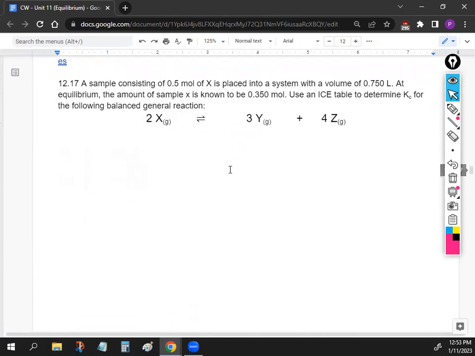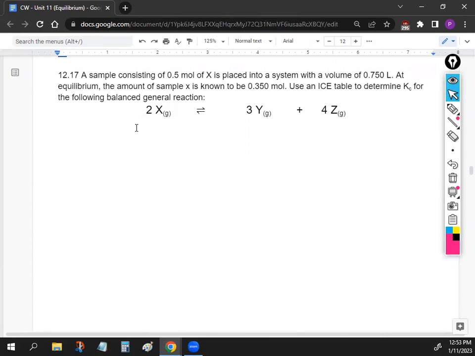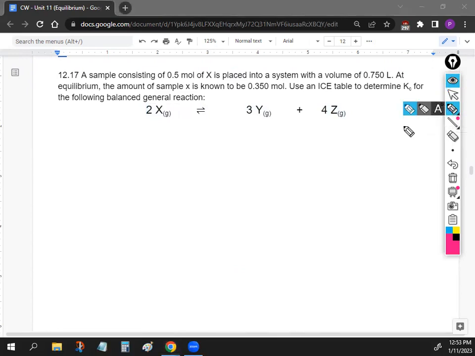Okay, so let's take a look at 12.17. Now, we're looking at a fake reaction right now. That way, we're only working with one letter. Okay, but I want you guys to write down this equation right here. But I want you guys to make a little bit of space because we're going to be making our ICE table underneath. So you want to space it out. And then underneath the reaction, we're going to write ICE.